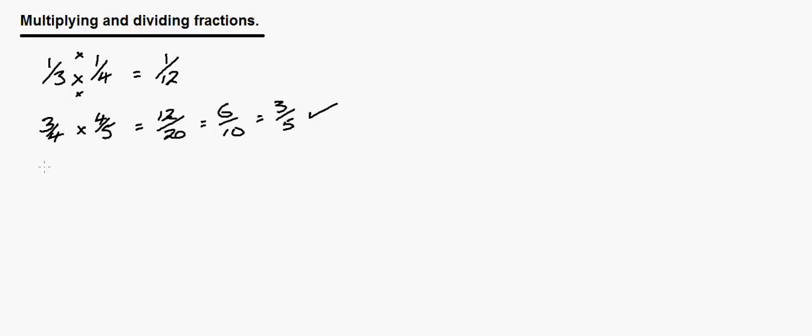So let's say we've got 3/7 multiplied by 2/5. Now 3 times 2 is 6, and 7 fives are 35. Now nothing will go into 6 and 35. 2 will go into 6 but won't go into 35. 5 will go into 35 but not into 6. So that's as far as we can go. So that is the right answer.